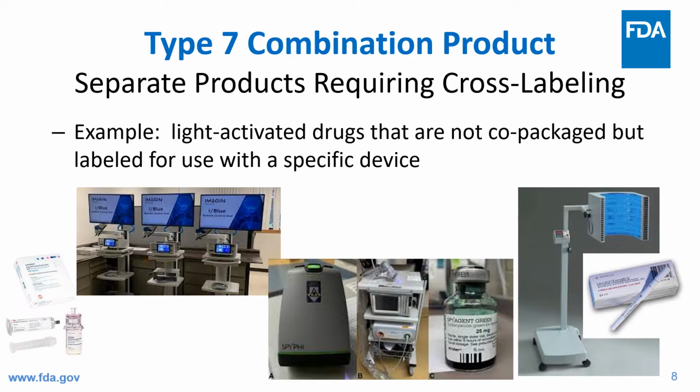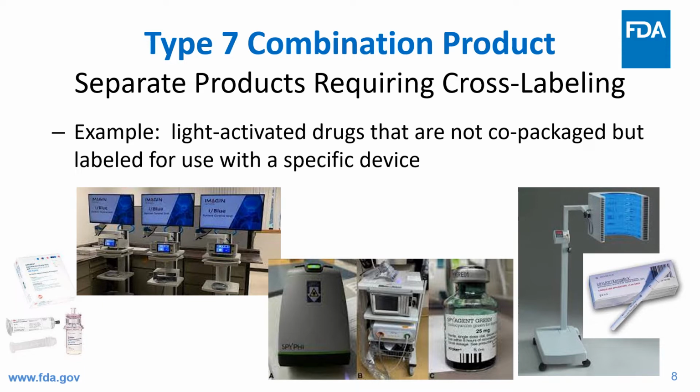And finally, the type 7 combination products, which are less frequent. These are separate products that require cross-labeling. Typically, the NDA is approved at the same time as the device is approved, either through the PMA process or the 510(k) process. The most common example of these are the light-activated drugs that are not co-packaged with the drug and device, but are labeled specifically for a device.